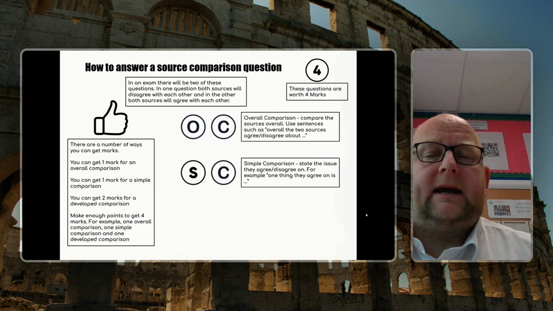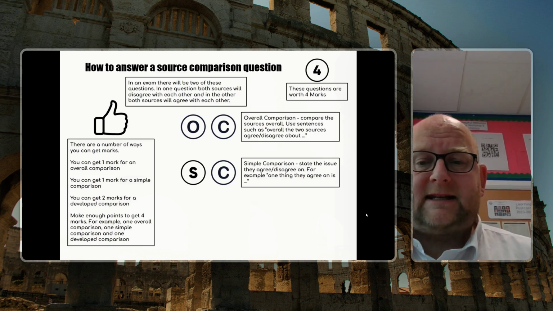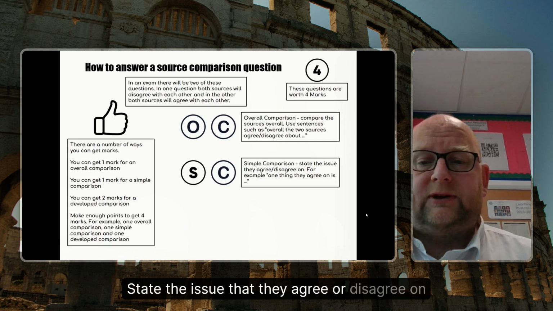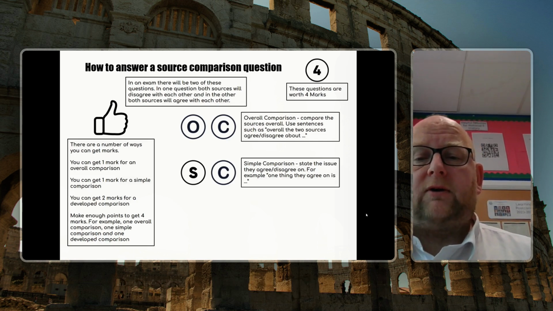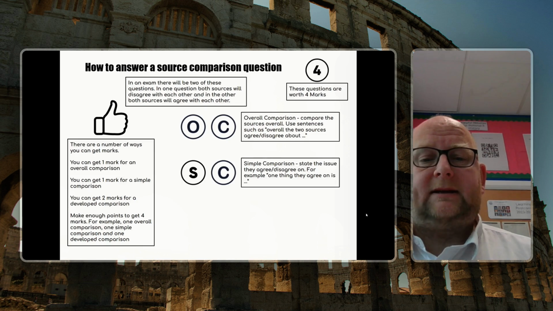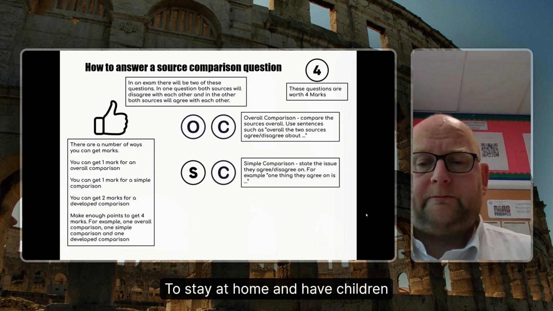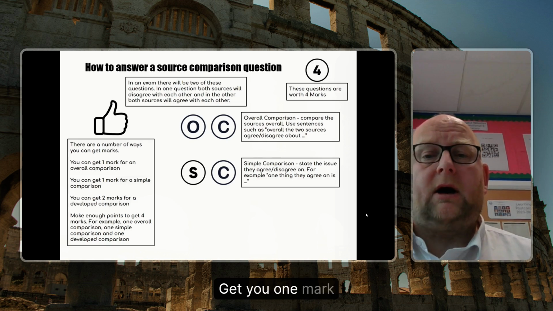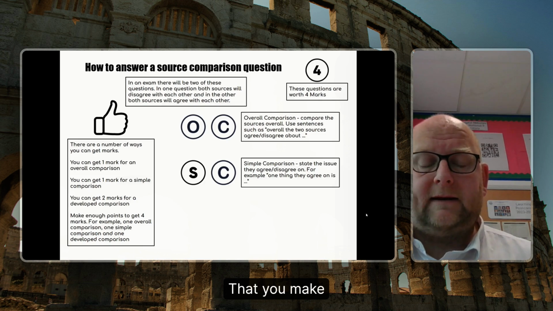Then you can get 1 mark for making a simple comparison. In this simple comparison, you need to state the issue that they agree or disagree on. For example, you could write the sentence, one thing they agree on is that women were expected to not work and to stay at home and have children. So that would get you 1 mark. So you get 1 mark for an overall comparison, 1 mark for every single simple comparison that you make.